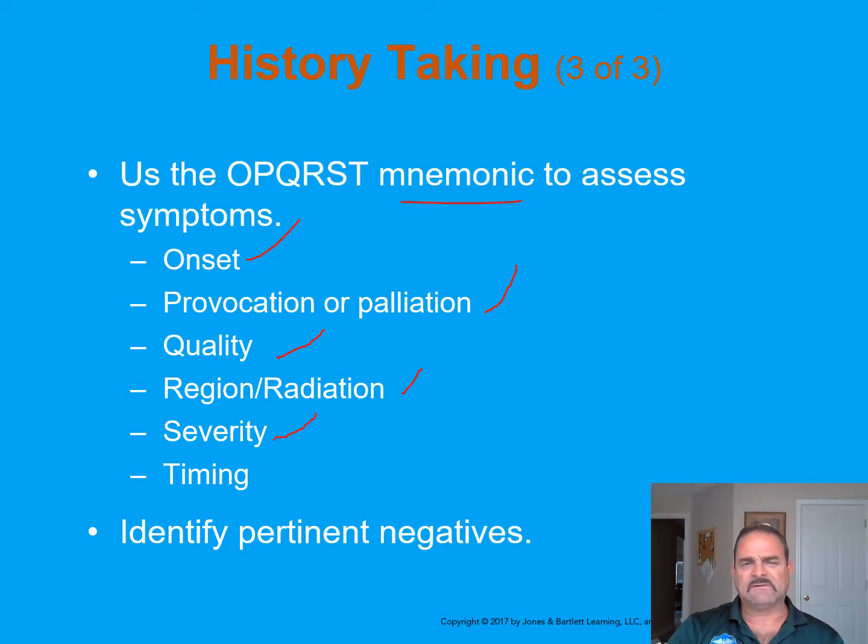Severity. We use this on a scale of 1 to 10, 10 being the worst. Give them a number because that way when you treat them and then later ask them the same question, they say it's a 5, guess what? You did a good thing for the patient. And then lastly, timing. Is it constant or does it come and go? And then in this time, you're going to apply what's called the pertinent negatives, and we'll talk about that later.